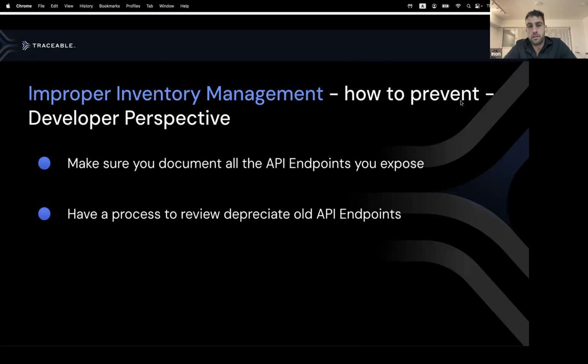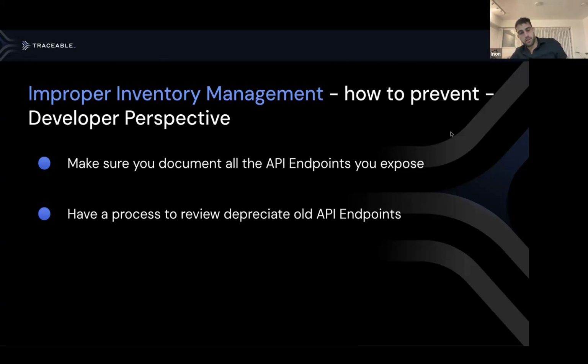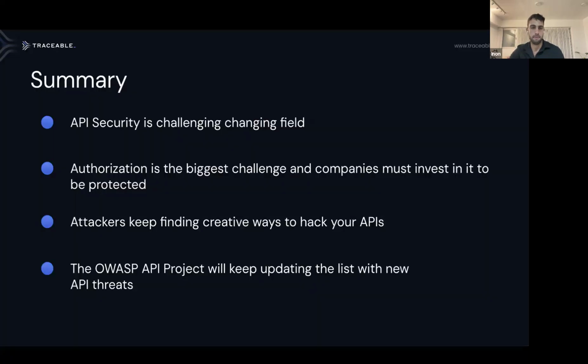So let's summarize the improper inventory management and how you can prevent it. You need to make sure that you document all the API endpoints that you expose, and to have a process to review and deprecate all the API endpoints and environments. I think it's important to explain it to the developers in the company and also to the DevOps engineers, and to have a culture that everything is documented, even if you expose a temporary feature. If you have something that would be exposed only for a few days, you still need to have a process to know when to deprecate it, and documentation for this feature.